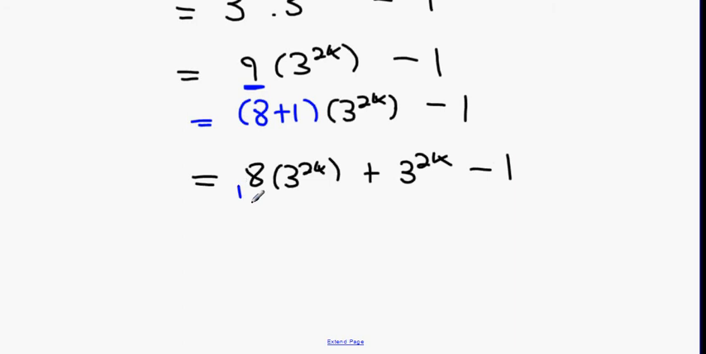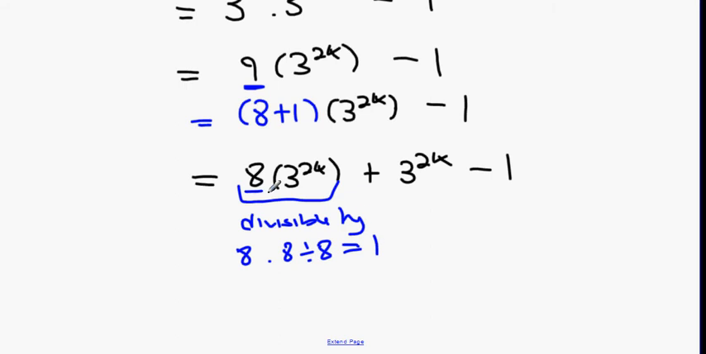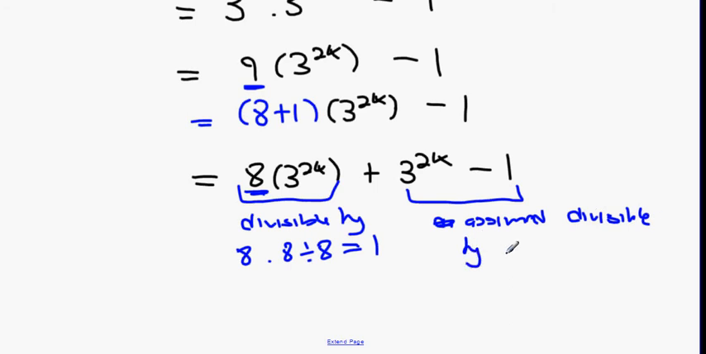This part here is divisible by 8, as 8 divided by 8 equals 1. This 8 on the outside is divisible by 8, and this is assumed divisible by P of k.